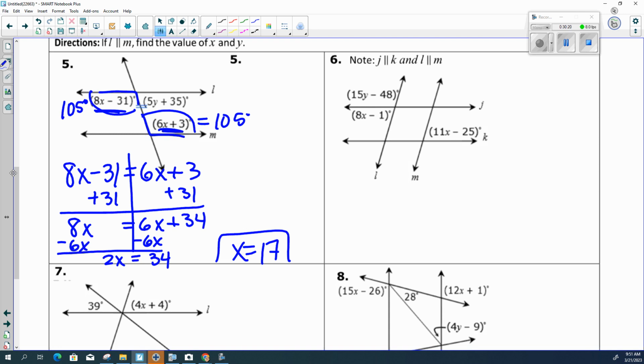105 and this 5y plus 35, are they congruent or supplementary? I don't think so. This one's obtuse and this one's acute. Yes, so you can either use that they're a linear pair. So together these make a line, that's 180, or these two together are consecutive interior, which is also supplementary. So 105 plus 5y plus 35 equals 180. Supplementary means they add up. They add up to be 180.